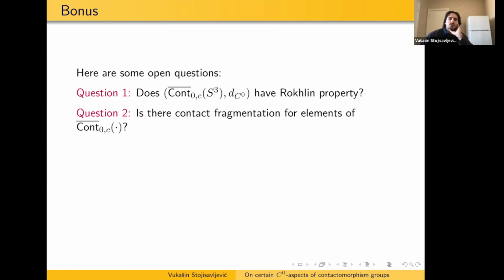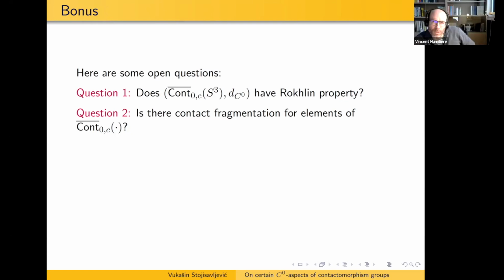And I think it would be interesting just in general, but from the perspective of what I talked about, if such a thing would exist, then the fragmentation results which we mentioned could maybe be proven in this way also for contact homeomorphisms somehow.